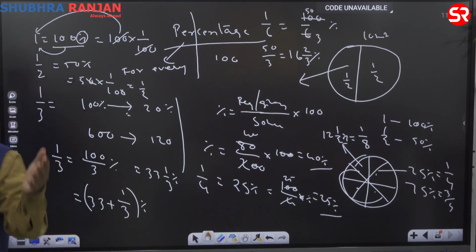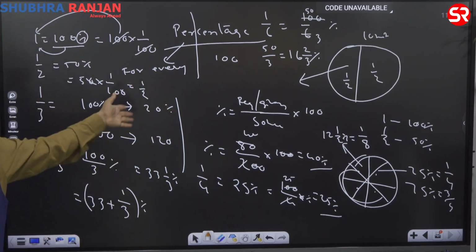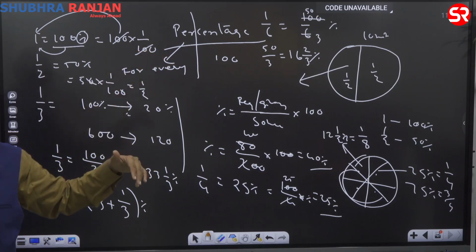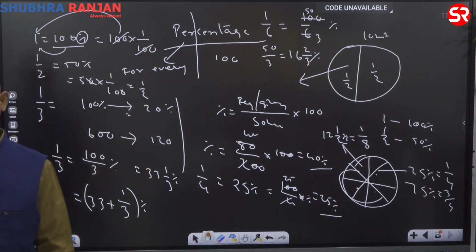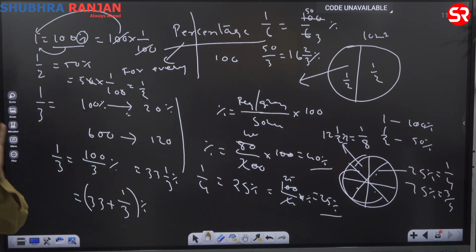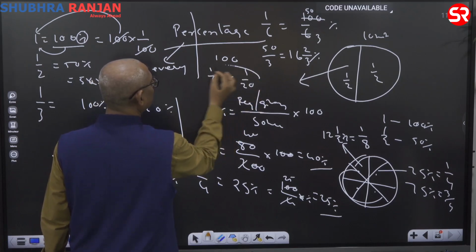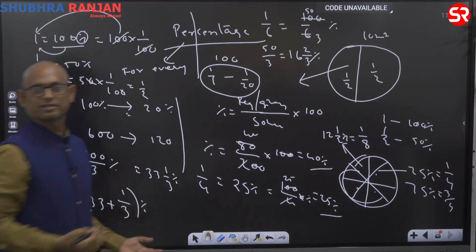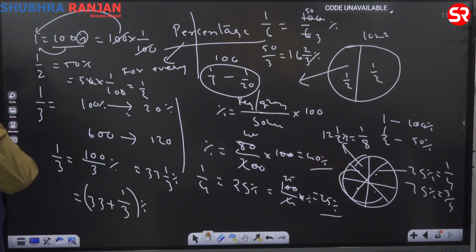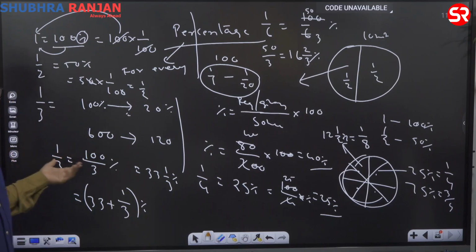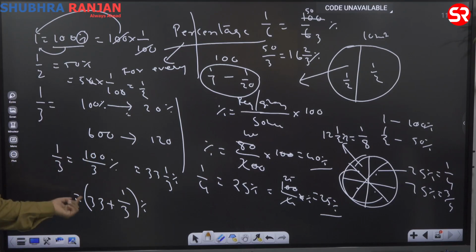So otherwise you can do 33 by 2 as well. 33 by 2 is what? 16 2 by 3, but again 33 1 by 3 also you have to do. That's why the answer is 16 2 by 3%. It is very important to remember from 1 by 1 till 1 by 20. Rather than remembering, you have to do it fast. So whatever the number it is, just divide with 100. 3 is there, divide with 100. 4 is there, divide with 100.